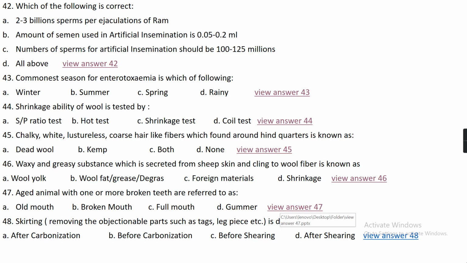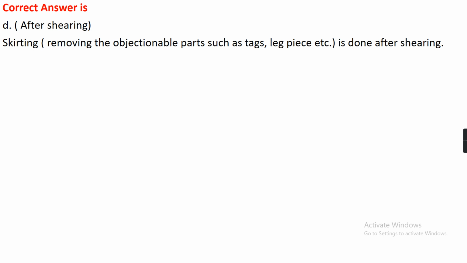Question number 48. Skirting, that is removing the objectionable parts such as tags, leg pieces, etcetera, is done option A after carbonization, option B before carbonization, option C before shearing, or option D after shearing. The right answer is after shearing. Skirting, that is removing the objectionable parts such as tags, is done after shearing the wool of the lamb.